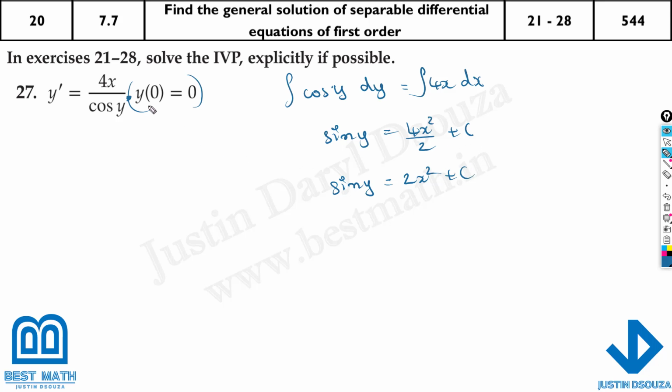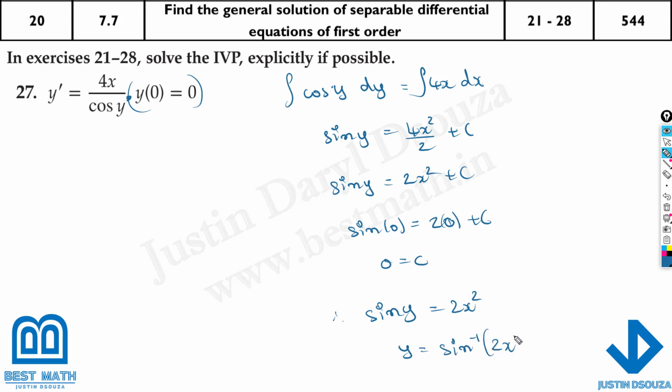Let's find the c value. We'll substitute over here 0 and 0. So sine 0 will be equal to 2 times 0 plus c. Sine 0 is equal to c because this is also 0. So therefore we have sine y is equal to 2x squared, right? But what you can do is y will be equal to sine inverse of 2x squared. So that can be the final answer, or even this is absolutely fine.